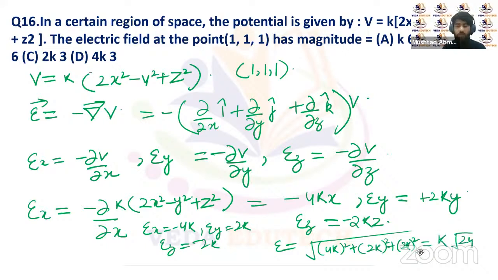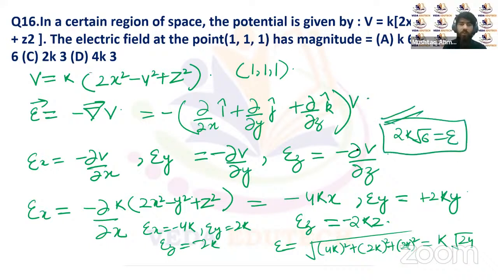So k root 24 can be written equal to 2k root 6. So this will be the net electric field at this point 1, 1, 1. So 2k root 6 will be the correct option. That's option number B. 2k root 6 will be the net electric field at this point 1, 1, 1.